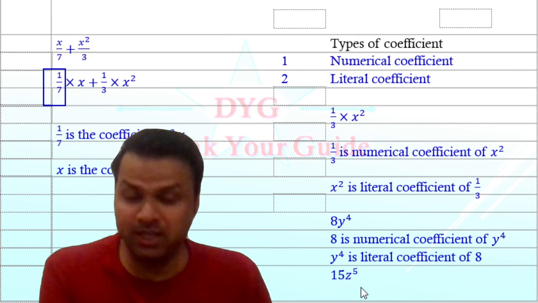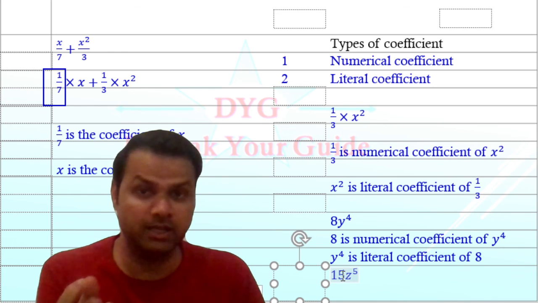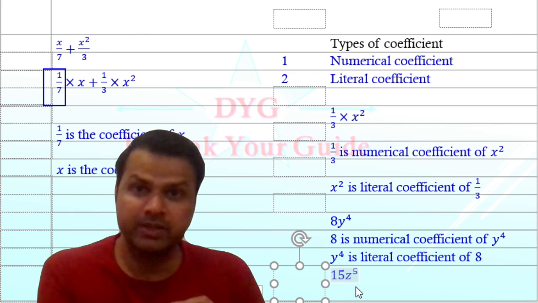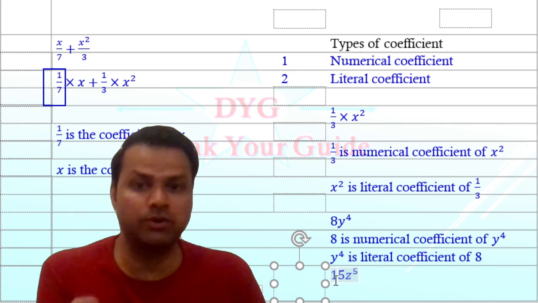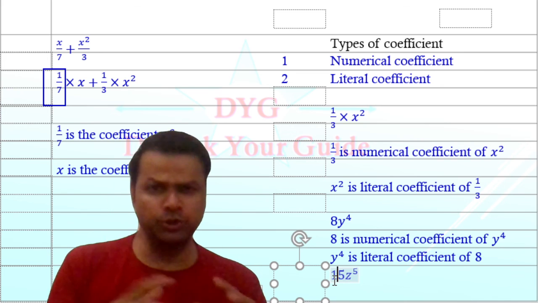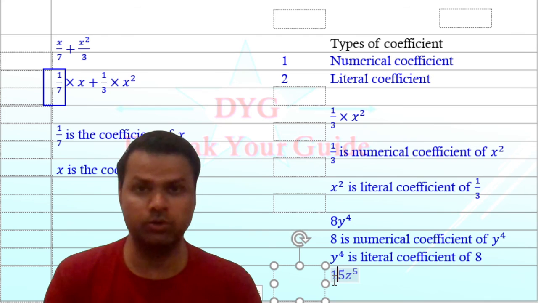Now I'm sure you may have got the answer, so let me tell you this. 15 is the number. So 15 is the numerical coefficient of z to the power 5. And z to the power 5 is the literal coefficient of 15. So I'm sure you may have got the idea. Just go through it once again. If there's any doubt, let me know.